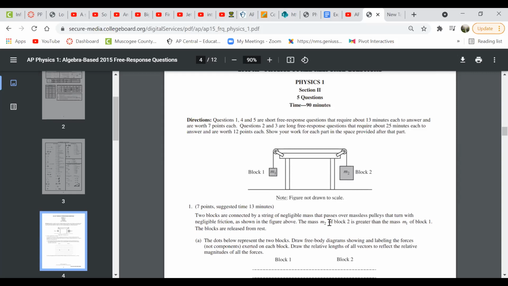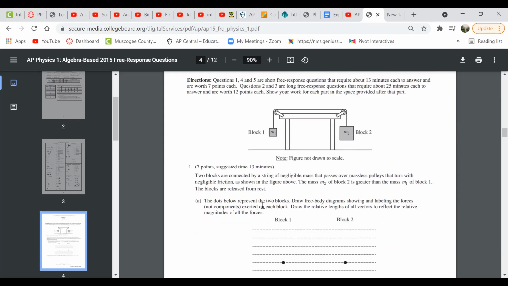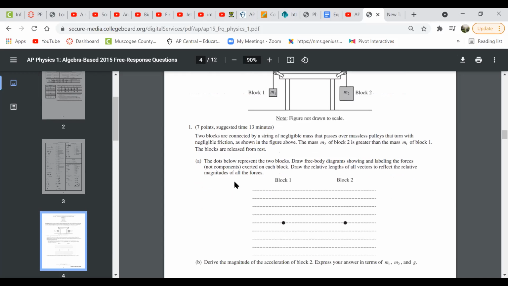So the mass M2 of block 2 is greater than mass M1 of block 1. The blocks are released from rest. The dots below represent the two blocks. Draw a free body diagram showing and labeling forces, not components, exerted on each block. Draw the relative lengths of all vectors to reflect the relative magnitudes of the forces.